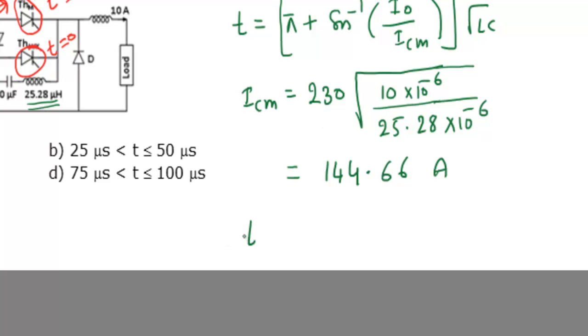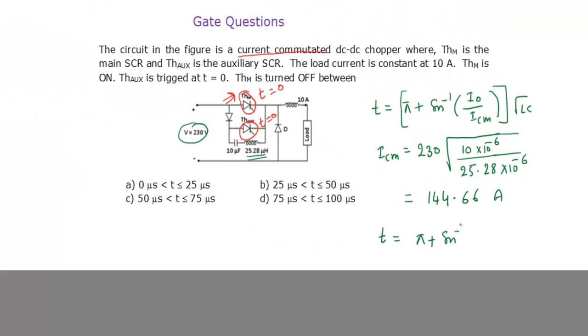Now substitute here. That means T equal to pi plus sine inverse of 10 divided by 144.66, into root of LC. Root of LC means, as we discussed, 10 into 10 to the power of minus 6 into 25.28 into 10 to the power of minus 6.